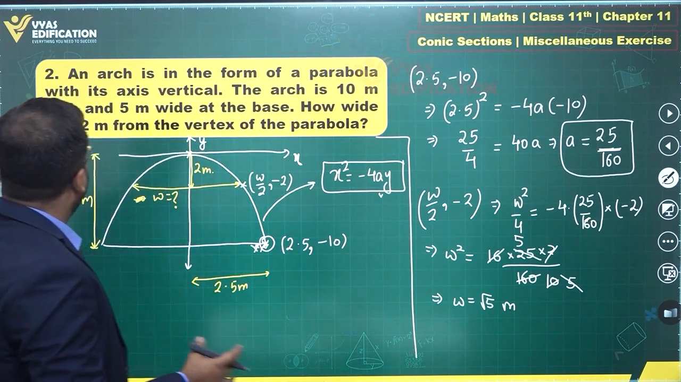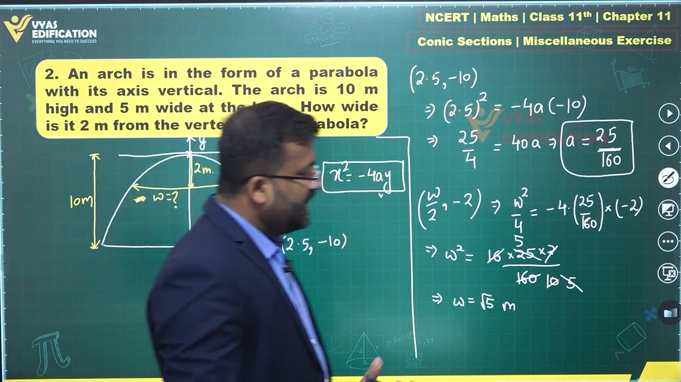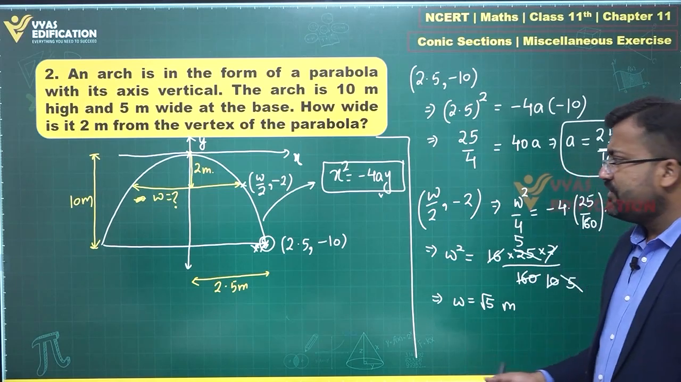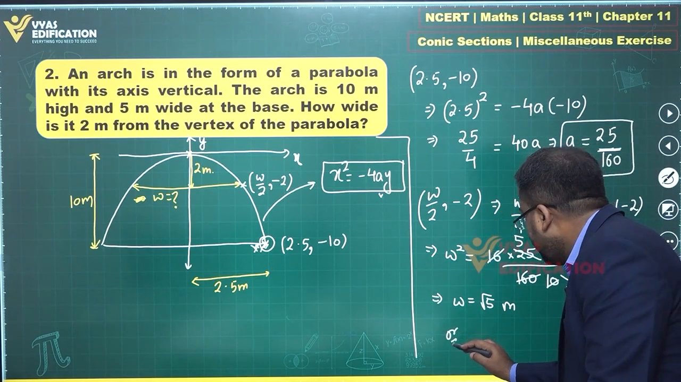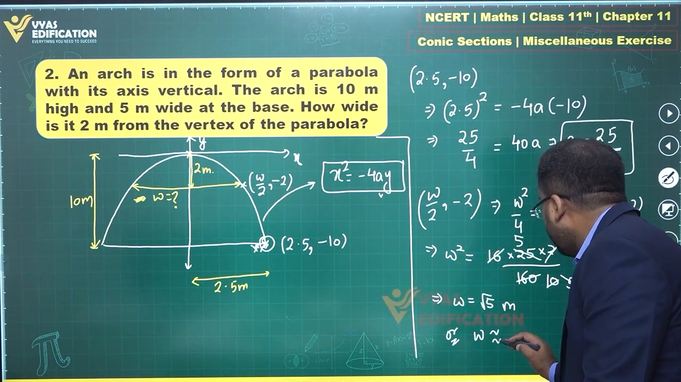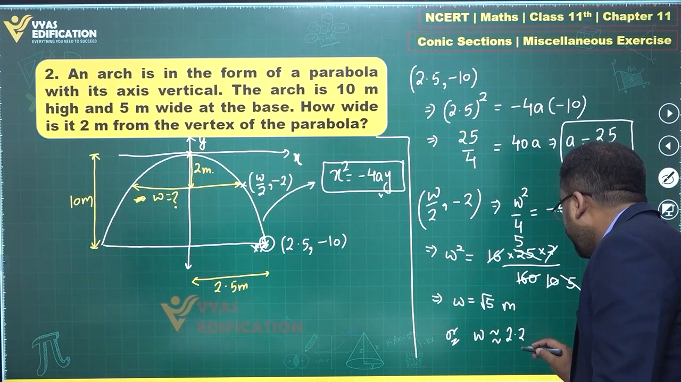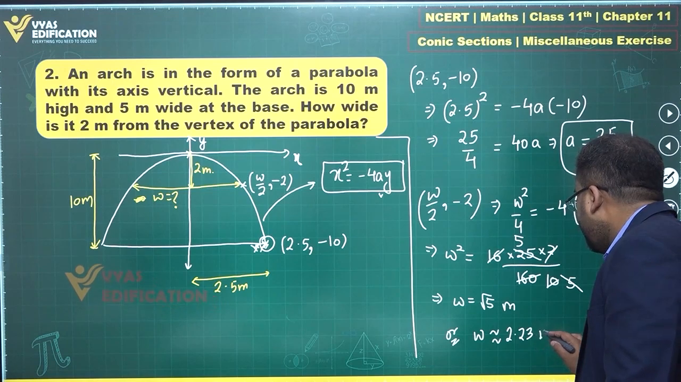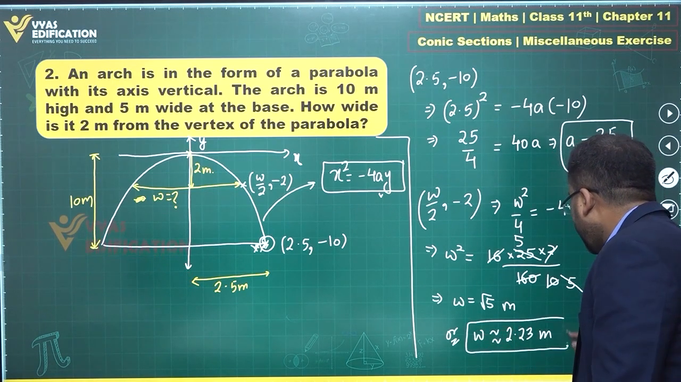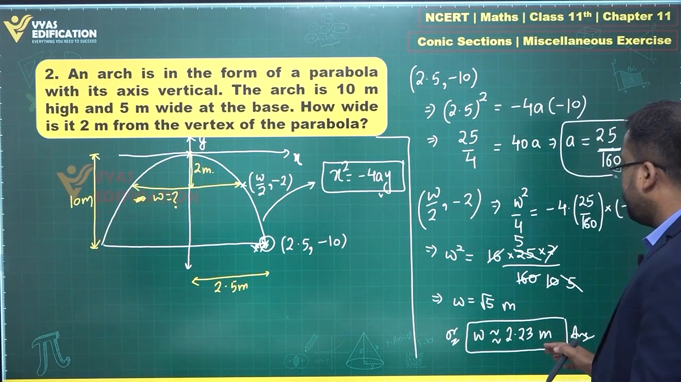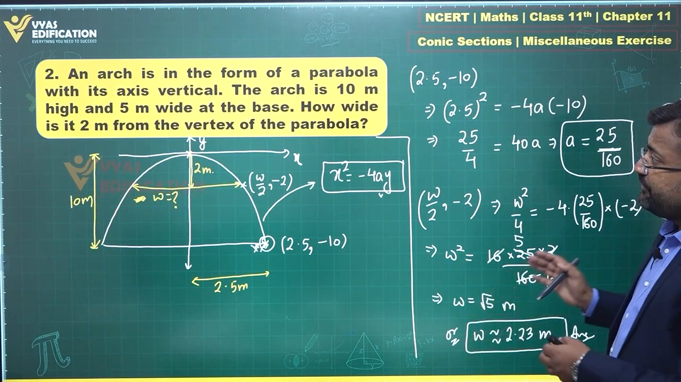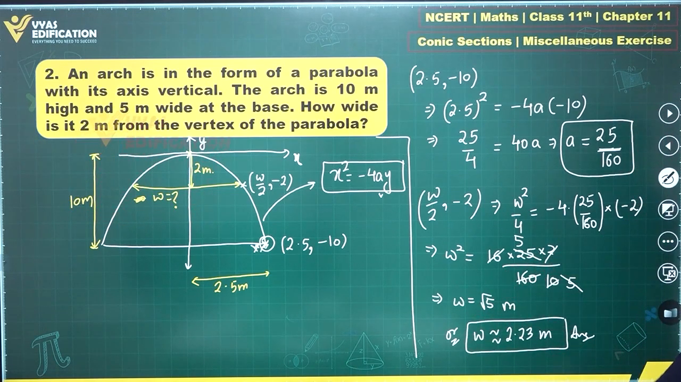But if we need how wide it is 2 meters from the vertex of the parabola, we can write w is approximately equal to the square root of 5. Now what is that equal to? It's approximately 2.236, so about 2.23 meters. This is what you have, approximately. That's the final answer for this particular question, as you can see behind.